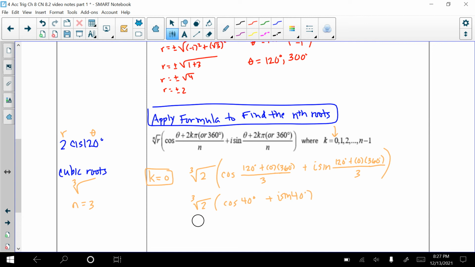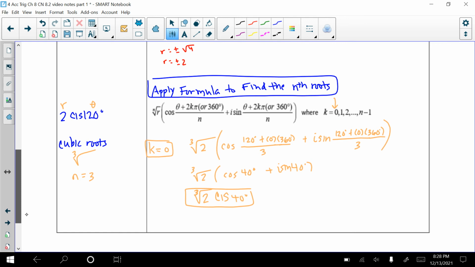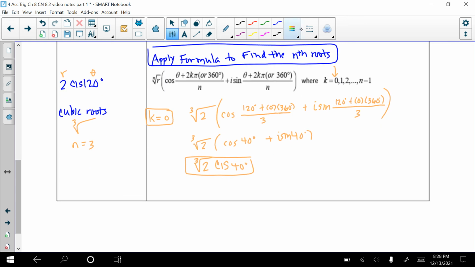So the cube root of 2, can't make my 3 look very good. There we go. Cube root of 2, cis 40 degrees. I'm going to box that. That is one of my cube roots. I kind of mismanaged my space here, but not a big deal. We can extend the page.